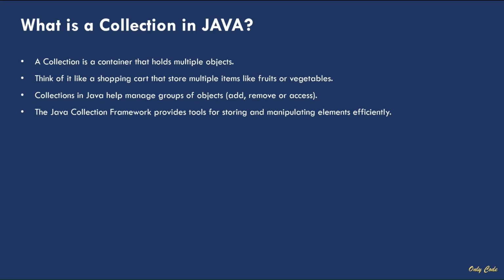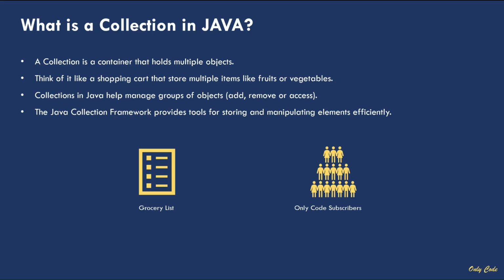The Java collection framework provides tools to store and manipulate these elements efficiently. A grocery list or Only Code subscribers are good examples of a collection. Collections were introduced in Java JDK 1.2 and onwards. Before that, we had arrays, vectors, and hash tables for storing and manipulating collections.